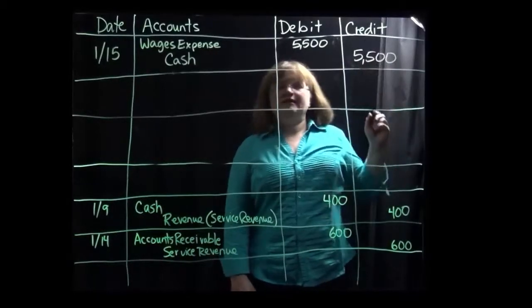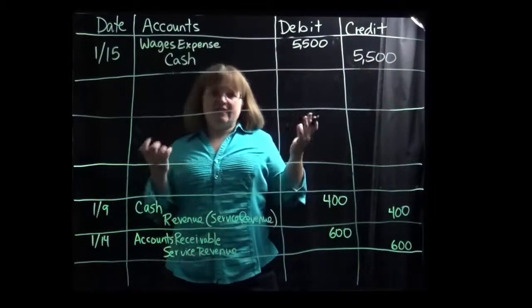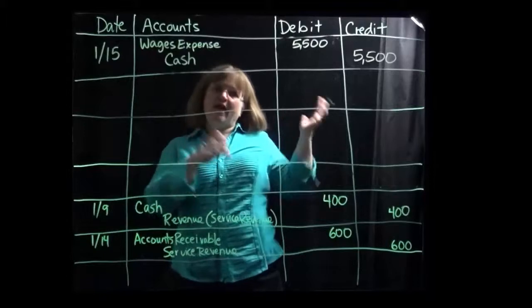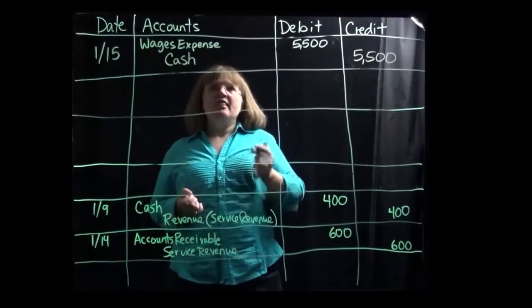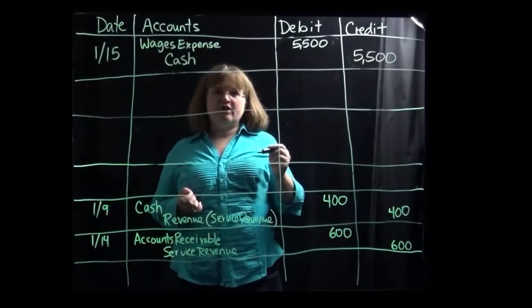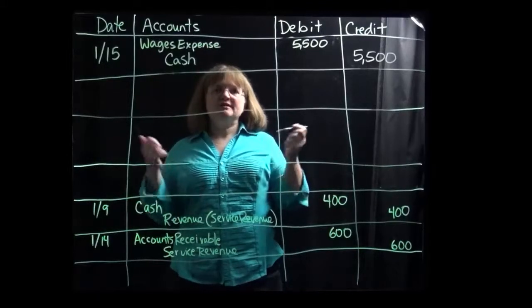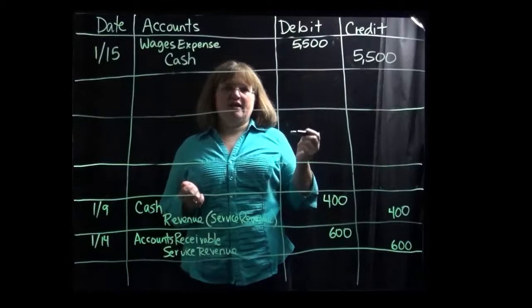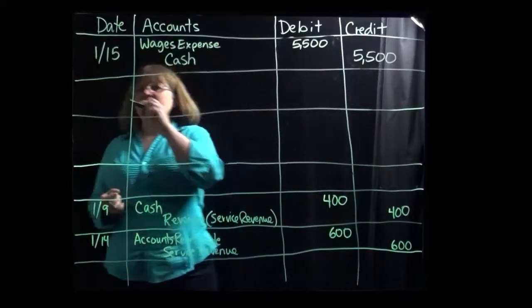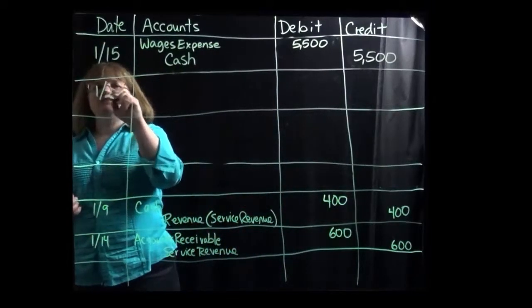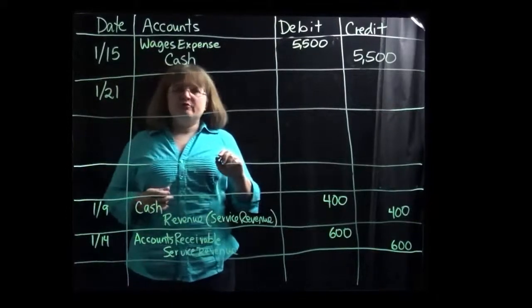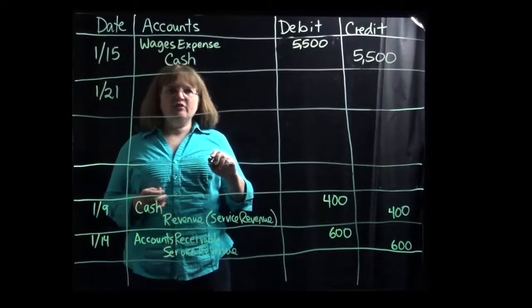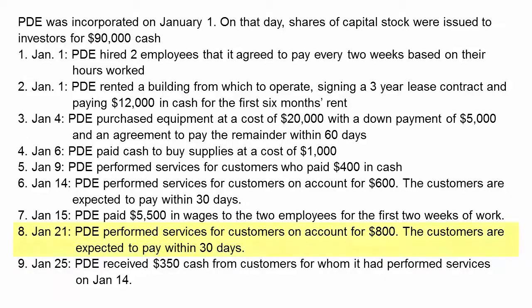Now notice if it had said that they calculated the amount of wages that they owe, but they're not going to pay it until next week, then instead of crediting cash, they would have credited wages payable. But in this case, it said they paid them for those wages, and so we debit the expense and we credit cash. Okay, the next transaction on January 21st, it says they performed some more services for customers on account, this time for $800.